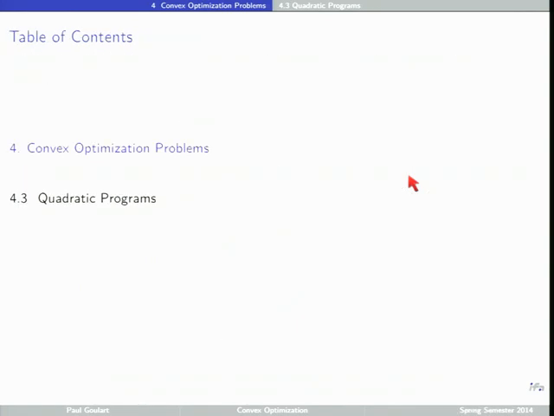Should we stop now or do... Let's stop now for 10 minutes. So at 5 past, we come back.